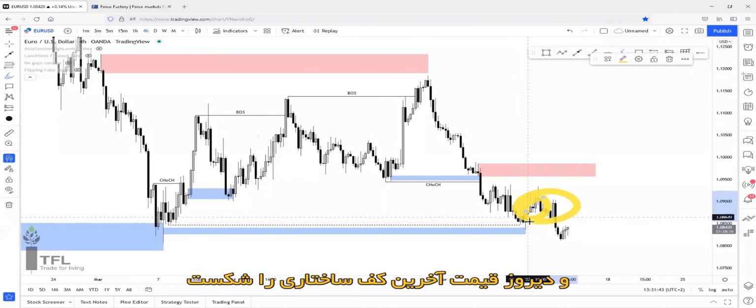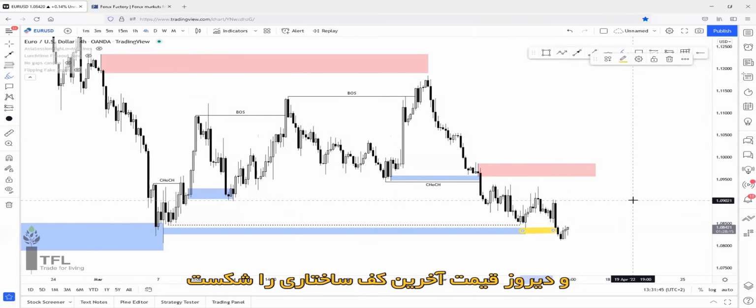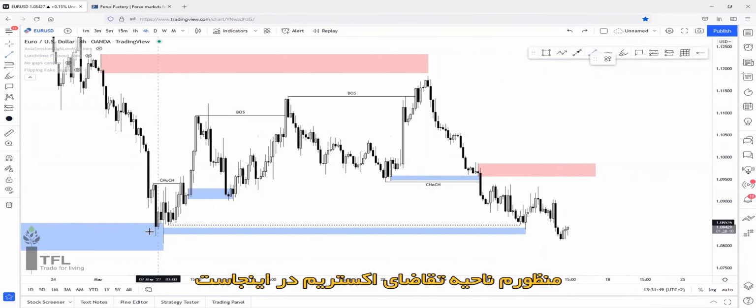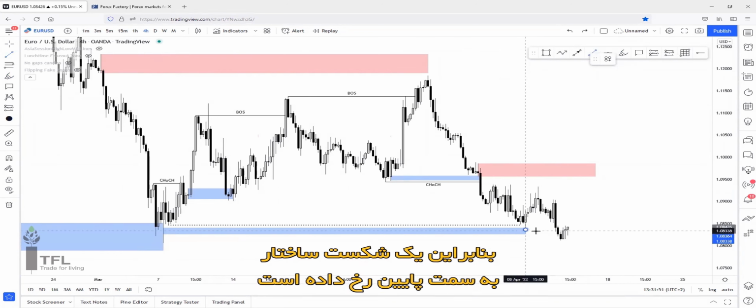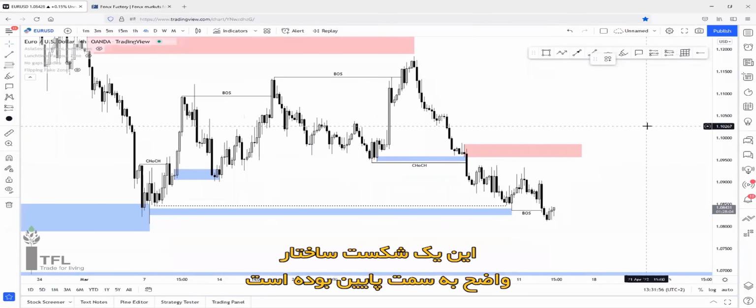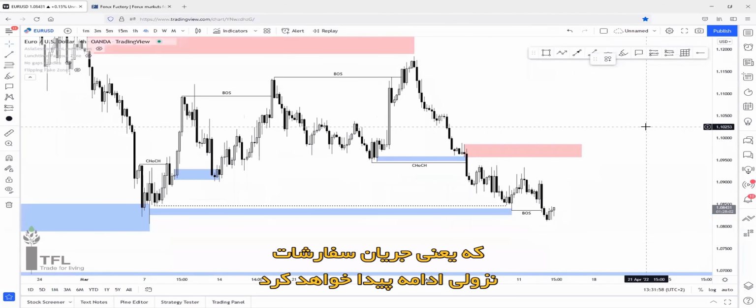And since yesterday, price broke below this last structural low point right here and broke below the last structural demand zone, I mean, the extreme demand zone right here. So it has created a break of structure to the downside, right? Here was a clear break of structure to the downside, which means the bearish order flow is being continued.